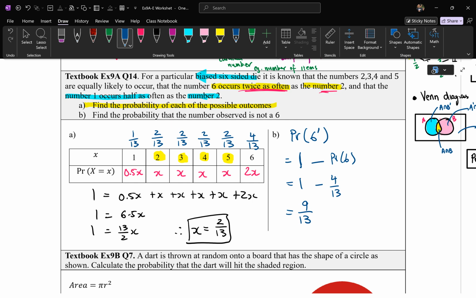You could either add them individually. You could have done that plus that plus that plus that plus that. That's all the chances of not getting a 6. Or I could have taken the total minus this chance. And I would have got the same thing. Okay, so there's 2 ways of doing it. I like doing it this way because that's what the year 12s do. So I just wanted you to get familiar with different ways of getting your answer.